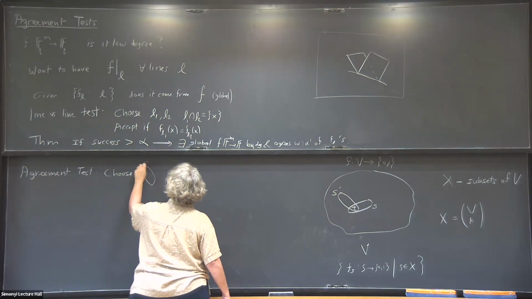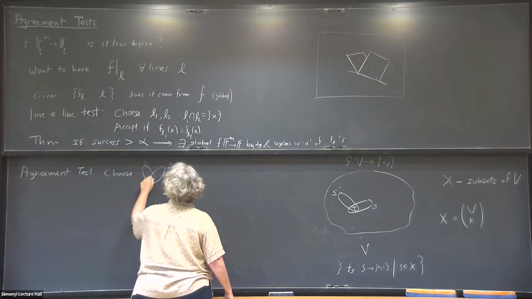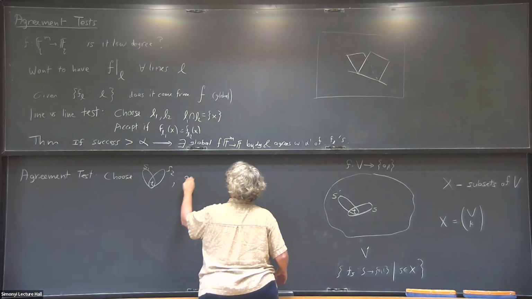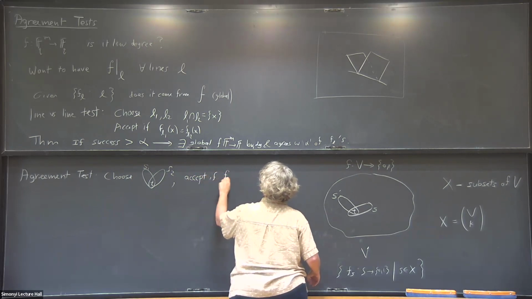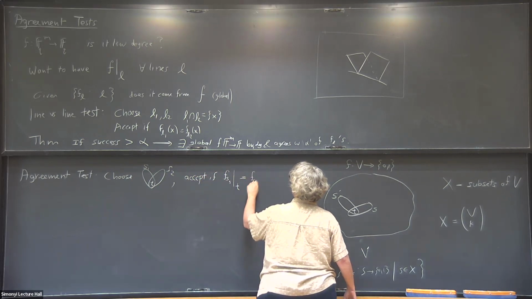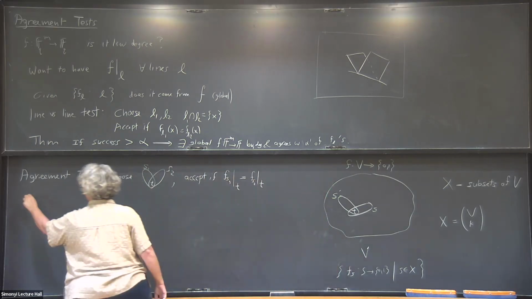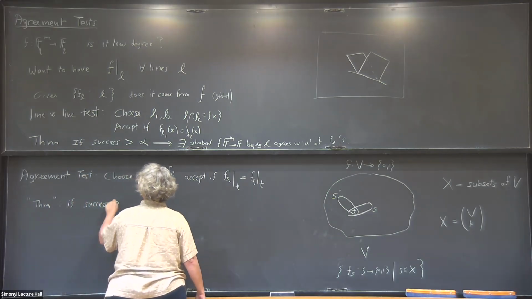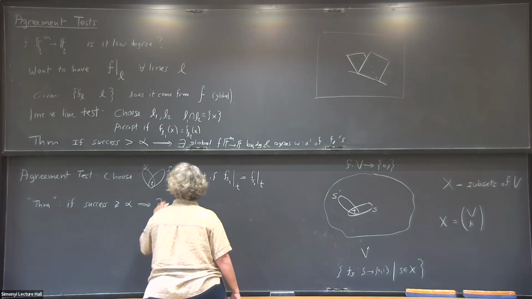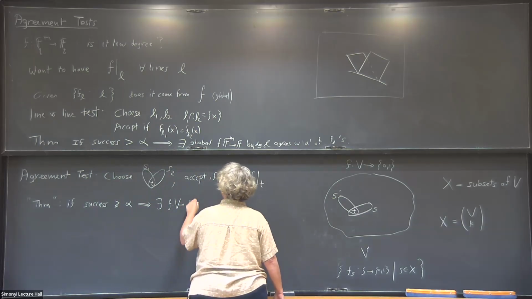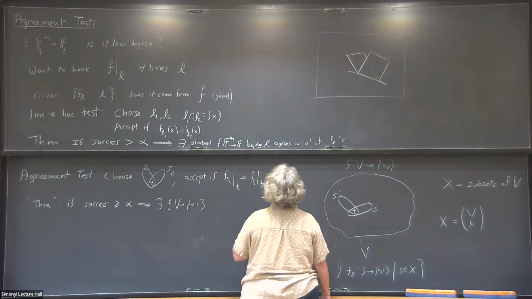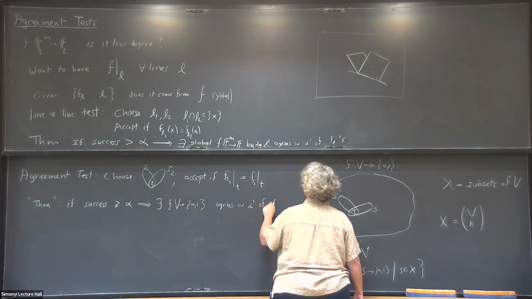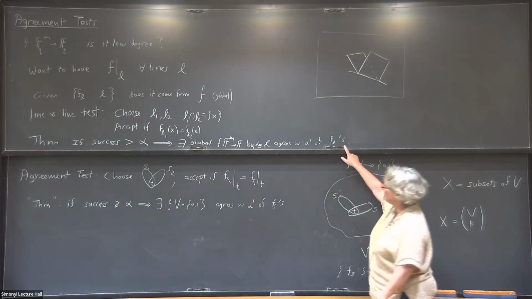Choose, let me just write like this, S1, S2 that intersect on some T. And accept if Fs1 restricted to T equals Fs2 restricted to T. And kind of the theorem will be: if the success of this test is at least some alpha, then there exists some global function f on the vertices, say to 0, 1, that agrees with alpha prime of these fs's. So I kind of tried to copy exactly what I wrote here.